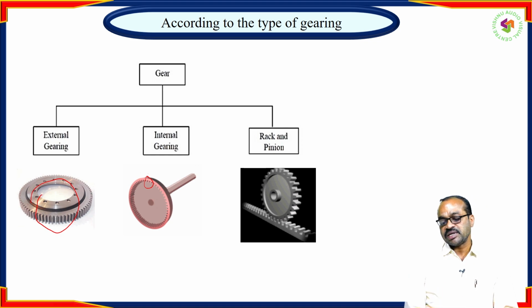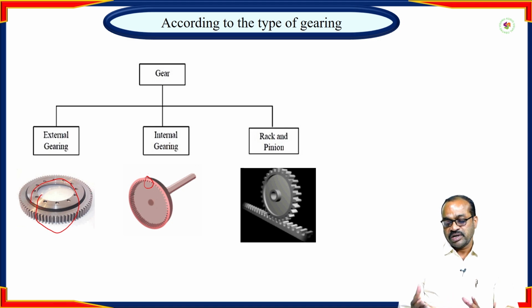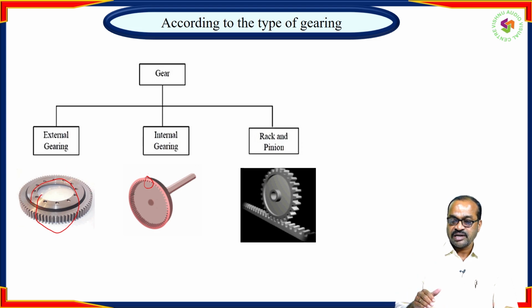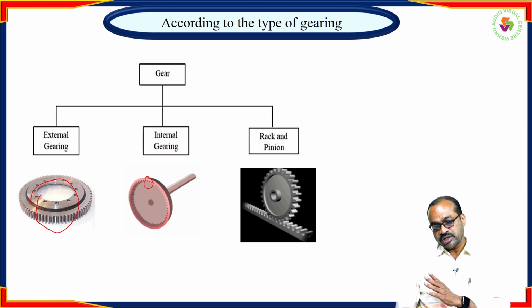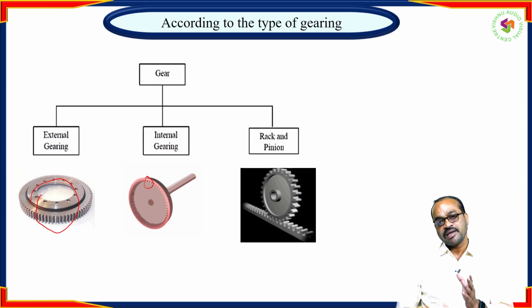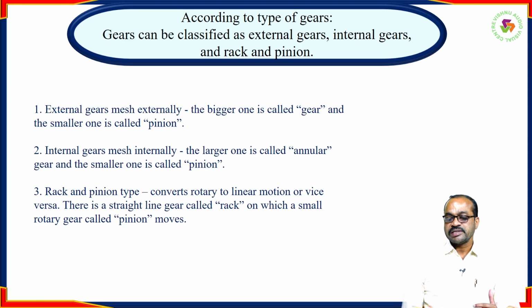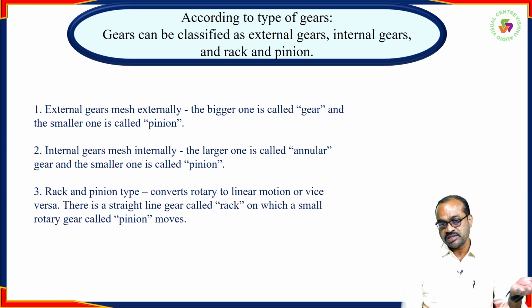The third type is rack and pinion. Okay, so this arrangement is totally a combination. One is having external gearing, one is having internal gearing, but this combination is providing us a third category. So this is according to the type of gearing: external, internal, rack and pinion. Next, according to type of gears, gears can be classified as external gear, internal gear, and rack and pinion. The images we saw in the previous slide.